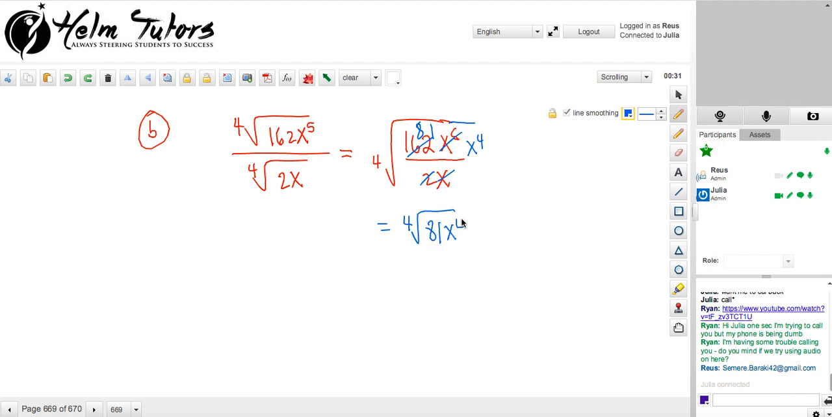Got it. So then this comes out very clean into what? What's the fourth root of 81? It's okay. 3? And then? What about the fourth root of x to the fourth?